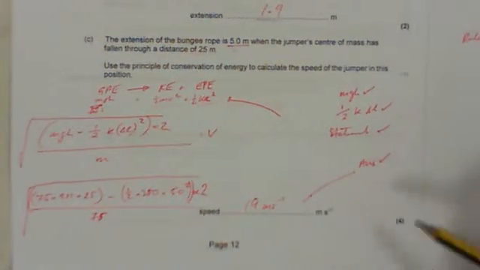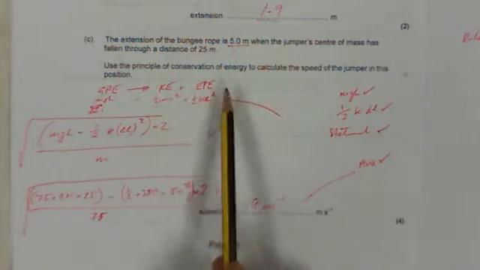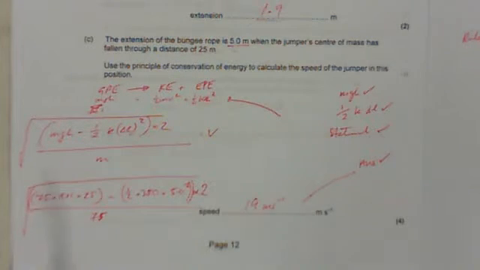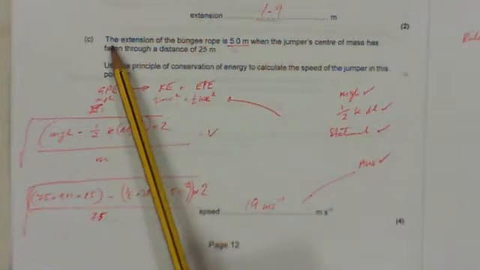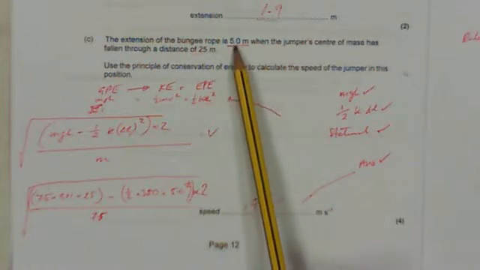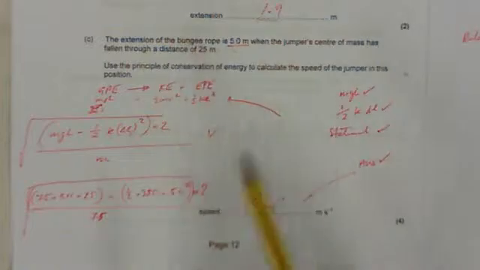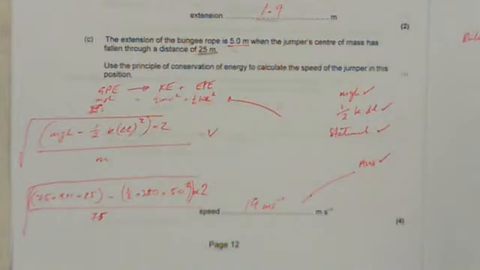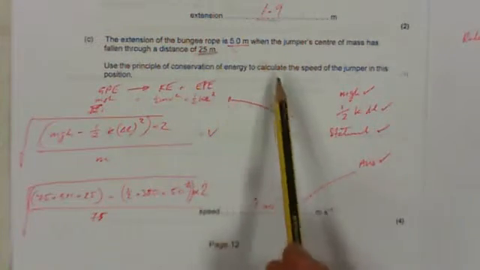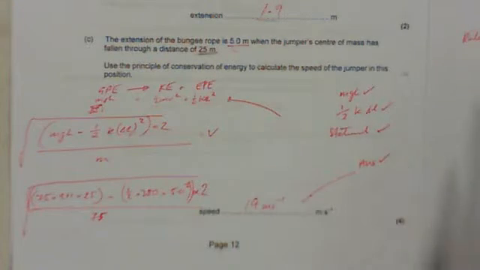4 marks for this one. This is where, if you do the system that I demonstrate to you, you save time, you save energy, and you don't make mistakes if you're careful. So the extension of the bungee is 5 metres, and the jumper's centre of mass has fallen through a distance of 25 metres. Use the principle of conservation of energy to calculate the speed of the jumper in this position.